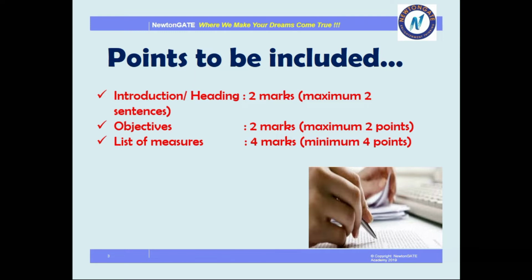Please note that you can write more than 4 points, either 5 or 6, but the number of points in the list of measures should not be less than 4. Last point is the concluding statement, which will have 2 marks, and here you need to write 1 sentence. So over here, if you see, when we add up the marks, it comes to 10 marks.